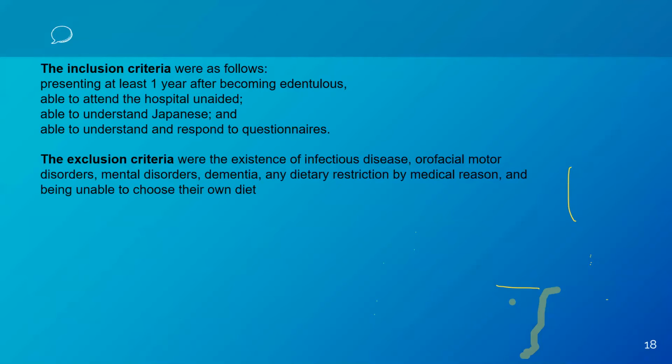Now, out of these also, whom will I exclude? I will not exclude patients who have edentulism of less than 1 year. That is not my exclusion criteria. Once I have included persons with 1 year of edentulism, out of that group, I'm going to exclude if I find someone with infectious disease or any other systemic diseases.